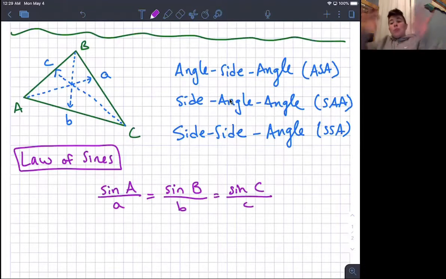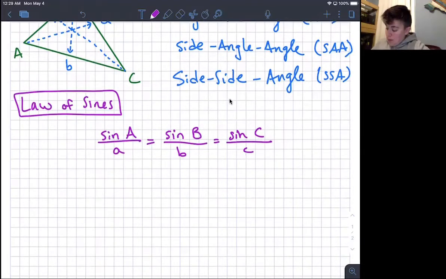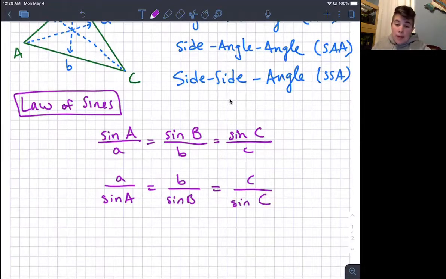Hot dog. So I can move those around. If you wanted to flip them, you could have side A over sine of A is equal to side B over sine of B is equal to side C over sine of C. You could do that too. They mean the same exact thing. So that is the formula for the law of sines.